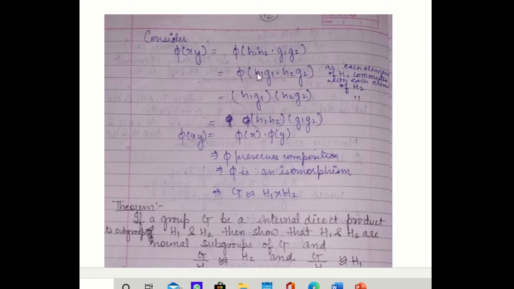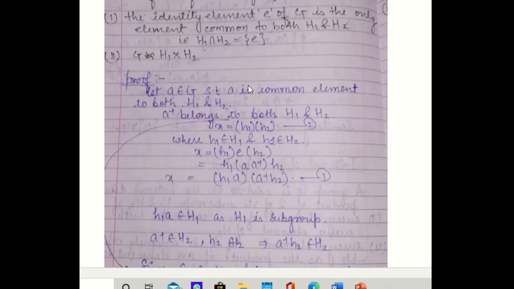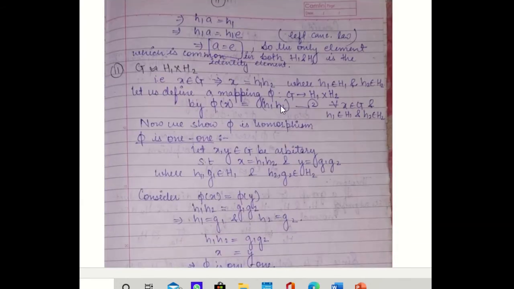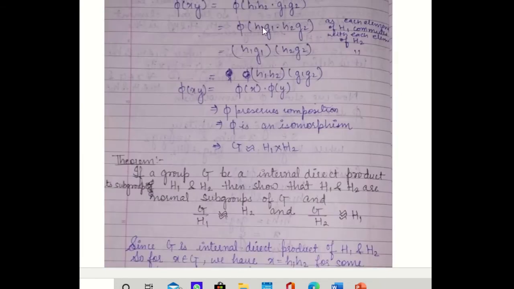By definition of phi, what we have seen is that phi of x is equal to (h1, h2). So phi of h1 g1 into h2 g2 will be equal to (h1 g1, h2 g2). And this is what? This is (h1, h2) into (g1, g2). So this is equal to phi x into phi y. Phi xy is equal to phi x into phi y. That means phi preserves composition. So phi is an isomorphism between G and H1 cross H2. So G is isomorphic to H1 cross H2.